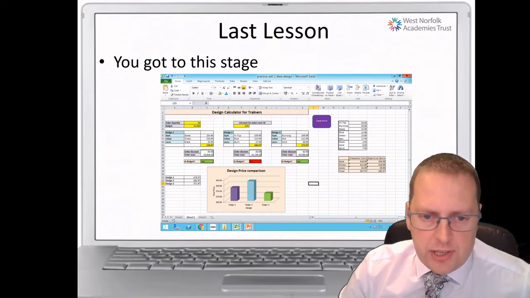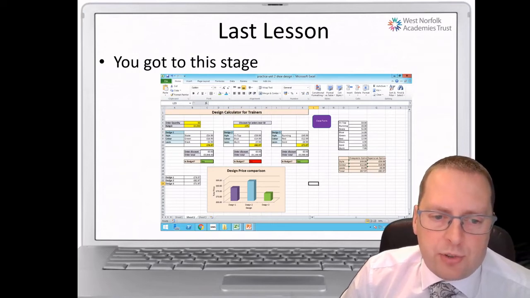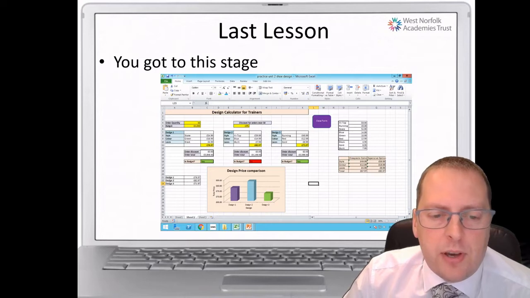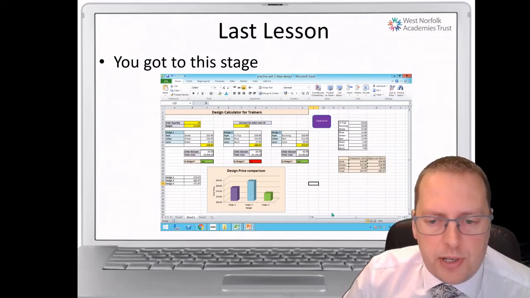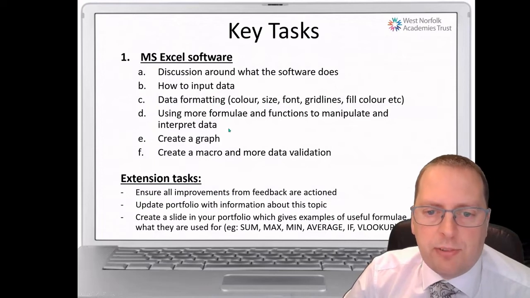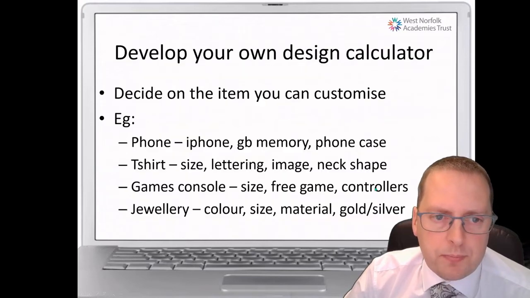Moving on to our spreadsheet, this is what you've created so far. You've created a design calculator for trainers where you can put in different options to find out the cost for a product. Now we're going to move on from this one, but base our work on this design calculator, and you're going to create your own design calculator for a product. You're still going to need to look at formatting, use formulas and functions, create a graph of your data, and add macros and data validation into your work.